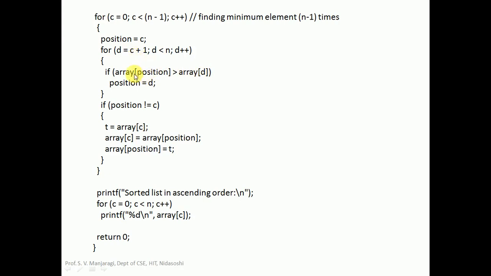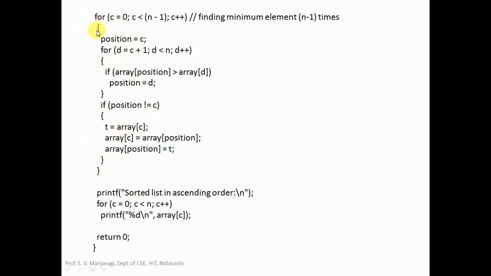If array of position is greater than array of D, then we should take position as D, because array of D will be smaller. The smaller position will be assigned to this one. If position is not equal to C, then we have to swap. That is T is equal to array of C, array of C is equal to array of position, and array of position is equal to T. Swap the element at index C with position. We need to swap here, and repeat this until all the elements are sorted.